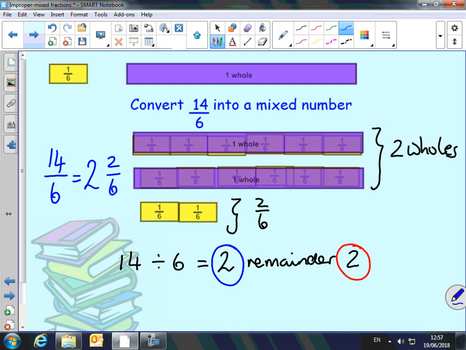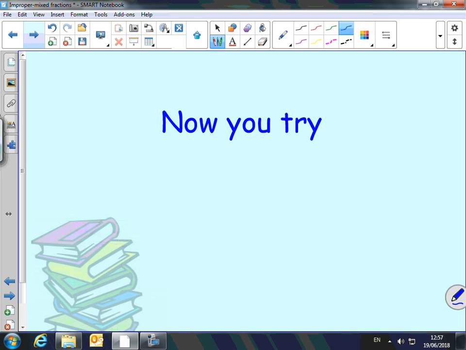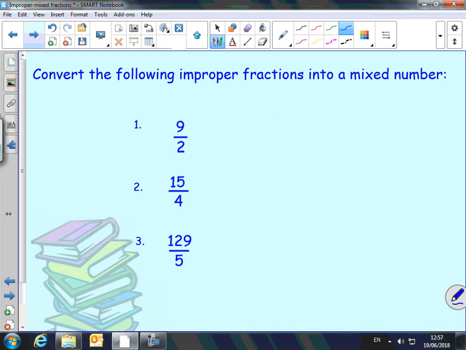Now we could simplify that further by dividing our fraction 2/6 by 2, which would then give us 2 and 1/3. There we go. So now over to you. I'm going to give you 3 questions. I'm going to ask you to convert these into mixed numbers: 9/2, 15/4, and 129/5. So if you press pause just now, give them a try, and then once you're ready to go through your answers, hit play again.